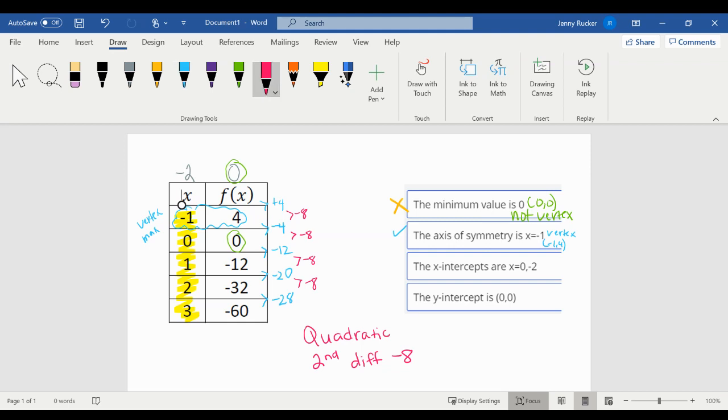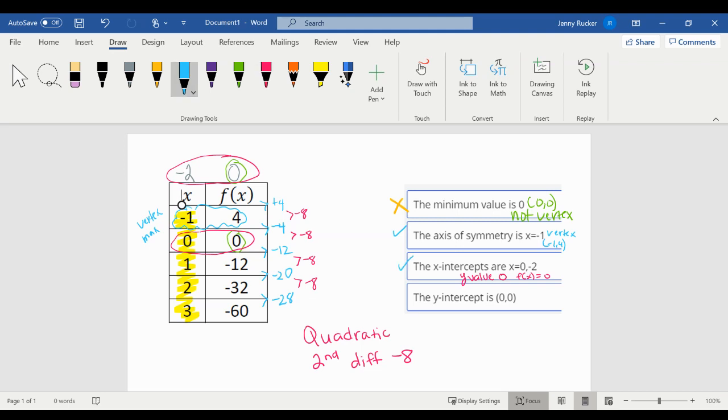All right, the x-intercepts are at x equals 0 and x equals negative 2. So remember, at the x-intercepts, our y value must be 0. So I'm looking where f of x is equal to 0. All right, so if I look here, f of x is equal to 0 at negative 2, and f of x is equal to 0 at 0. So that is a true statement.